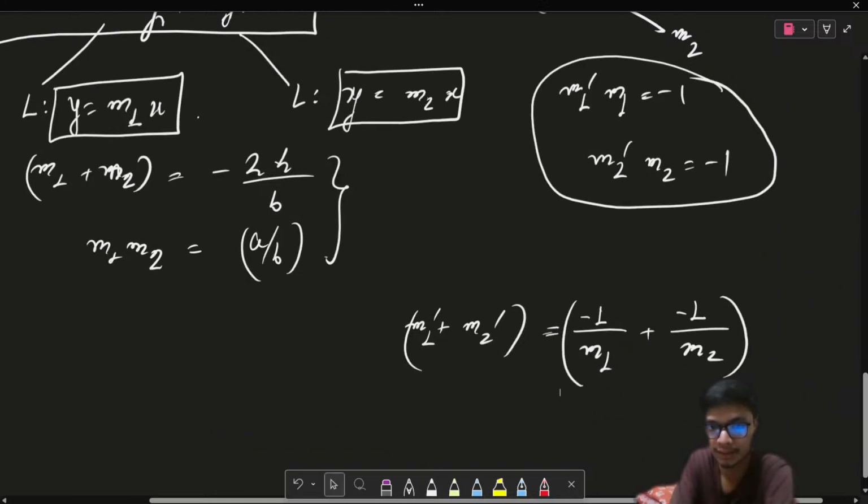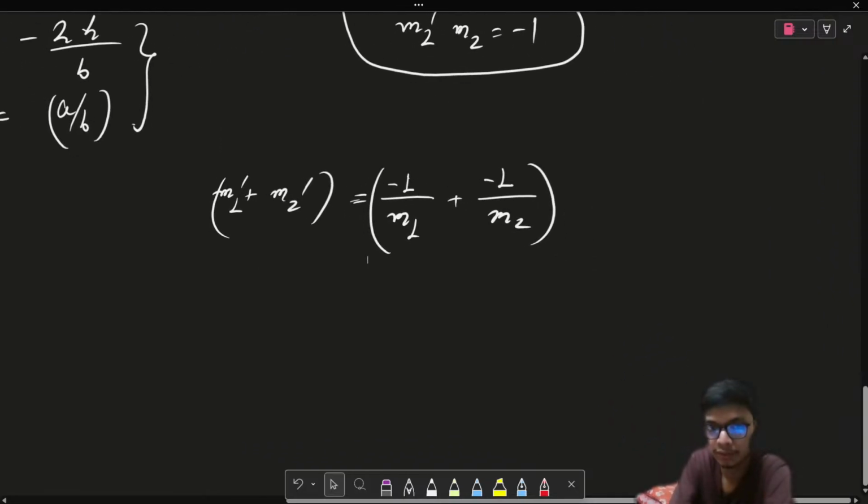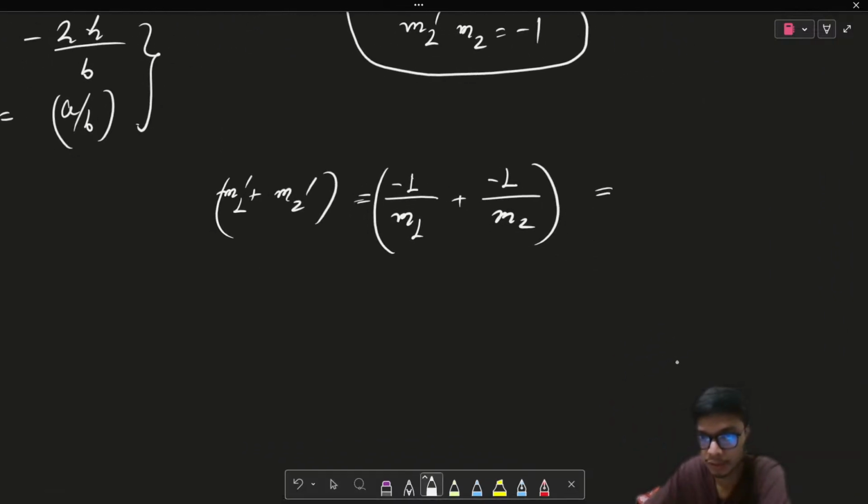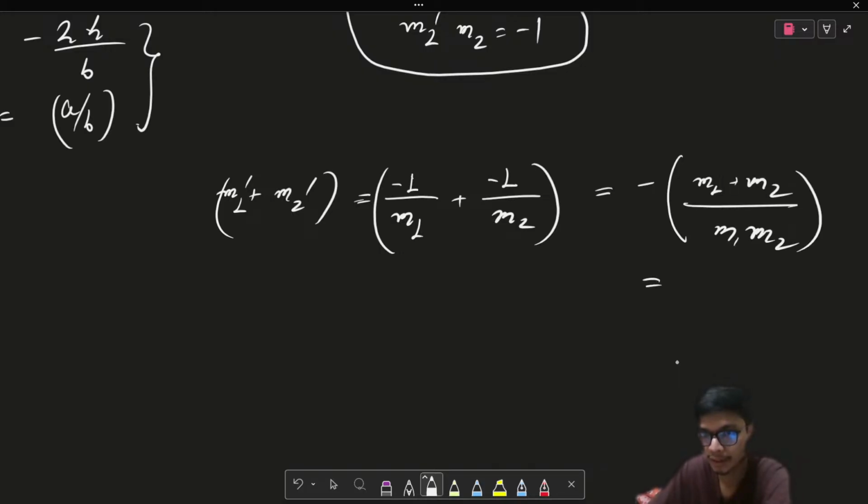This will be the modified sum, and therefore the sum of m1' plus m2' will turn out to be minus of (m1 plus m2) divided by m1 m2, right? Now this m1 plus m2 we have already known, that is basically minus of 2h upon b, and this m1 into m2 is basically a upon b.